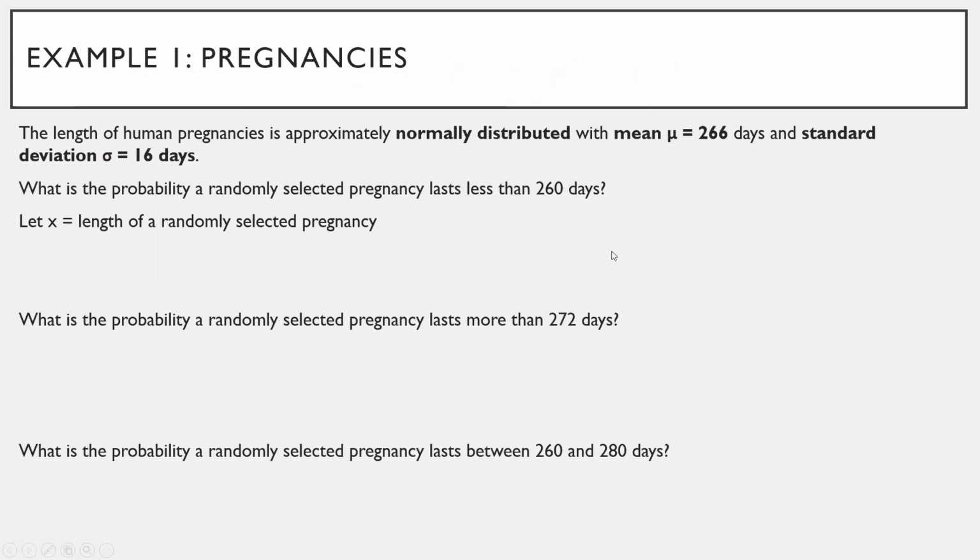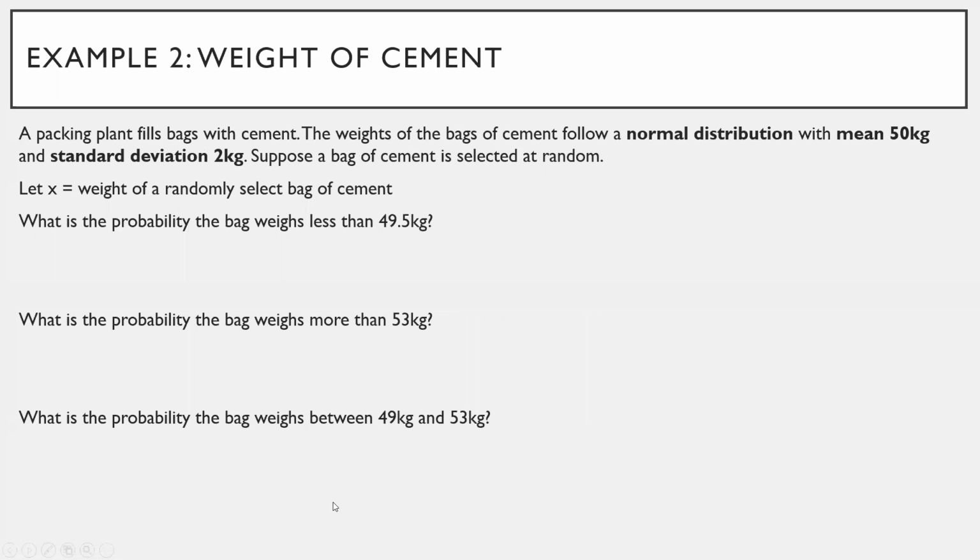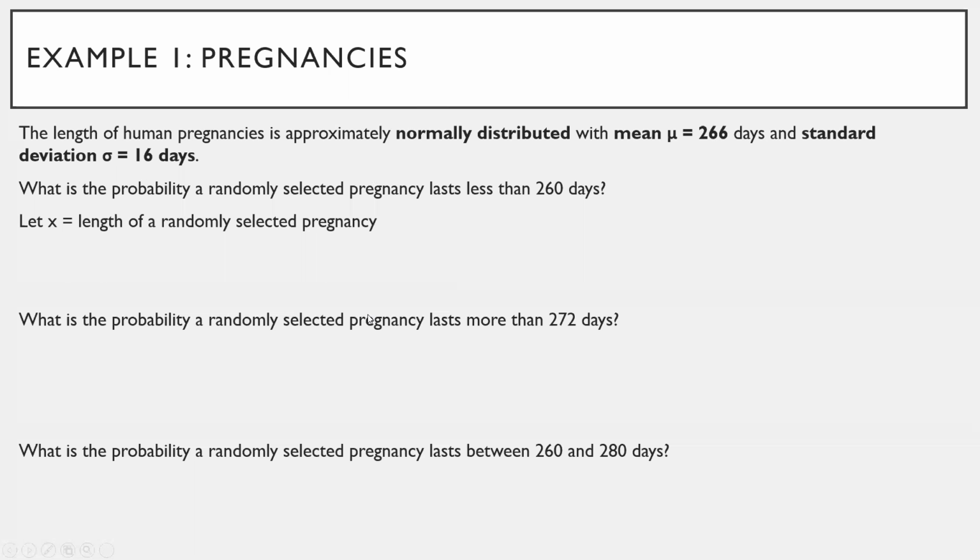All right. So here's the first example, all right? I think I have 2 examples. I have one about pregnancies and then the one about the weight of cement, okay? I think if you looked at your homework, there's a problem very similar to weight of cement here. Actually, I think it's the same problem. I just changed the numbers, okay?